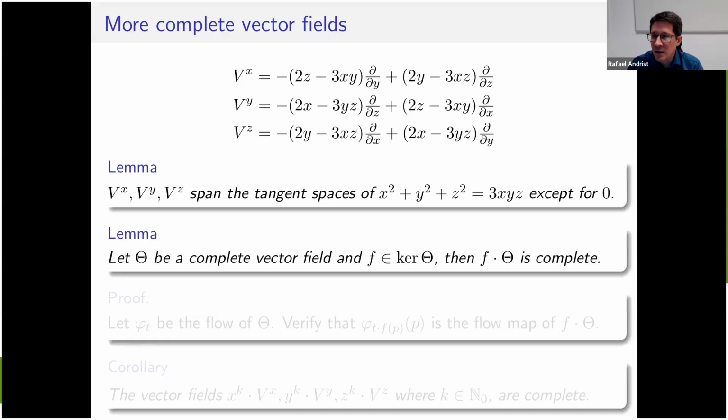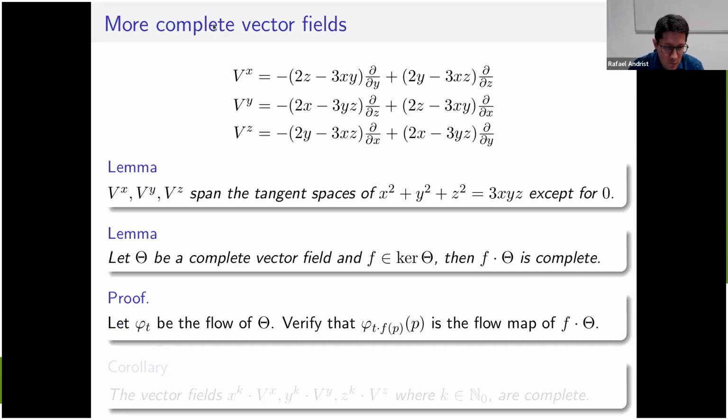If you have an LND and you have a function in the kernel of an LND, you multiply it with the LND, you get again an LND. But the thing is just true in general. If you start with a complete vector field and you multiply it with a function in the kernel, then it's again complete. And the proof is straightforward. You just take the flow map and you multiply with the function in the flow time. And because the function is in the kernel, it stays constant along flow lines. So it's like multiplication with a constant, basically. Okay, so we have this result.